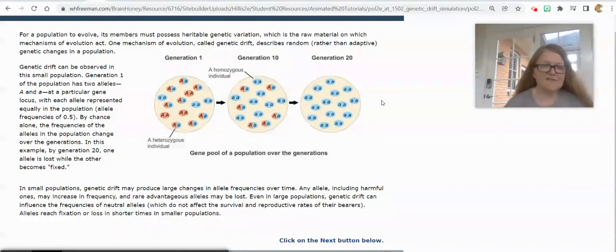When you have a small population, genetic drift, a change in allele frequency, is pretty drastic. Any allele, including a harmful one, may increase in frequency, or a rare one can become either lost or more common. In large populations, genetic drift can influence frequencies, but you can't see that much of a drastic change when you have a large population.